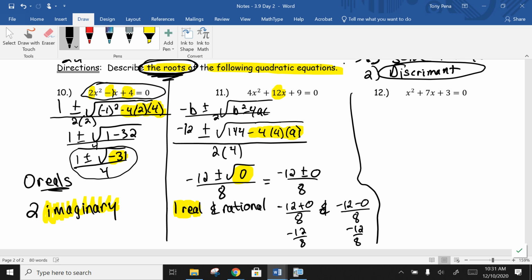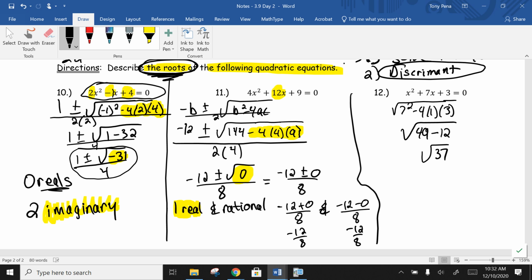All right, and the last one of these guys, same thing. We'll do our B is 7 squared, and then minus 4 times A times C. And again, if you want to do the whole quadratic formula, do it. Maybe that's safer for some people. That's fine. And then we get 49 minus 12. So our discriminant has a value of 37.